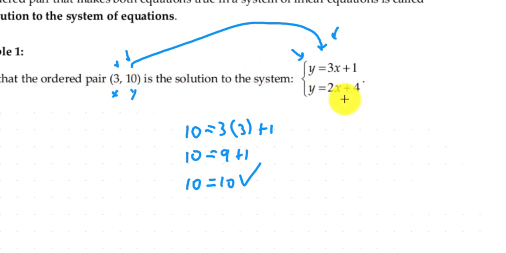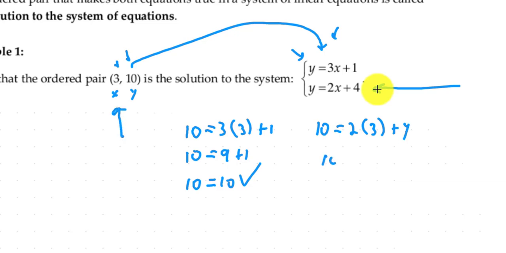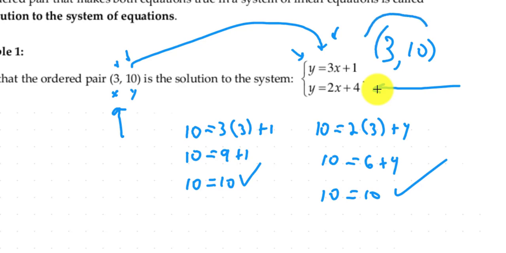Now we try the second equation. I have to try this to see if it works. So again, instead of writing y equals 2x plus 4, I'm going to write 10 equals 2 times 3 plus 4. And again, the 3 and the 10 are coming from the ordered pair. I'm left with 10 equals 6 plus 4, or 10 equals 10. That works. So I can say that the point 3, 10 is the solution to this system of equations.